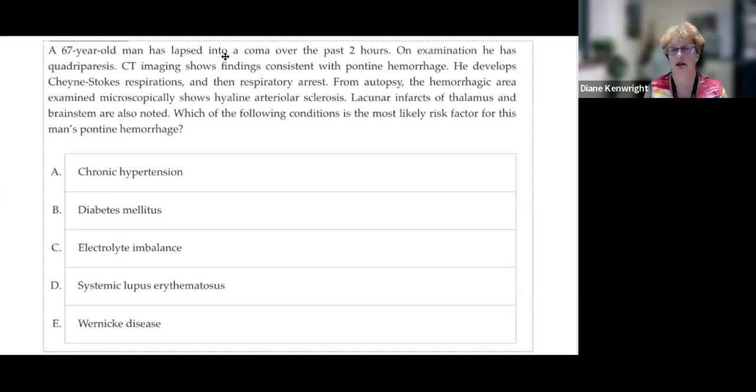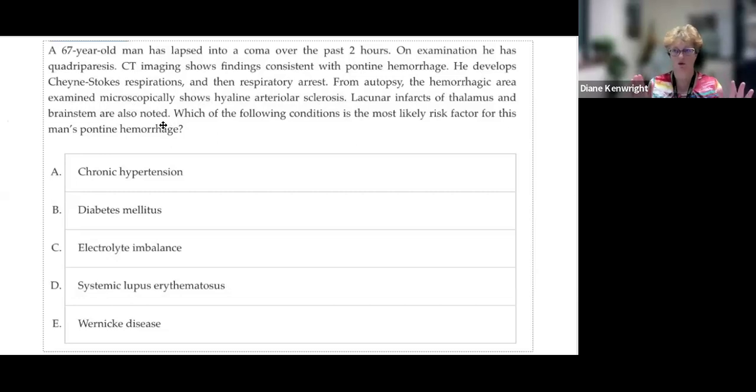A 67-year-old has been drifting into a coma over 2 hours. He has quadriparesis. He can't move. CT shows pontine hemorrhage, so that will immediately make you think of Duret hemorrhages. He has cerebellar tonsil herniation through the foramen magnum. It's pressing his respiratory center. From autopsy, the hemorrhagic area examined microscopically shows hyaline arteriolar sclerosis and lacunar infarct of the thalamus. Which of the following conditions is most likely the risk factor?